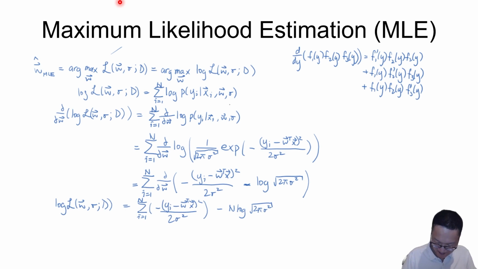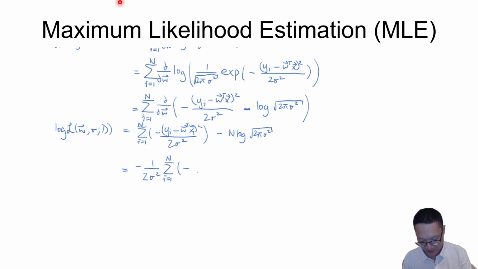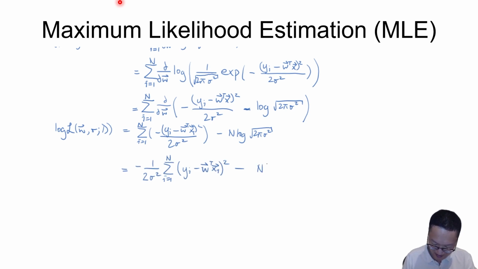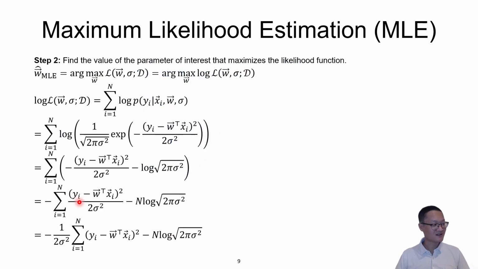Okay, and just one more step. We can take out any constant that doesn't depend on i here. So that's going to be negative 1 over 2 sigma squared, sum from i equals 1 up to n of, actually we already took care of the minus, so (yi minus w transpose xi) squared, and then minus n log of root 2 pi sigma squared. Okay, so that's basically this slide.